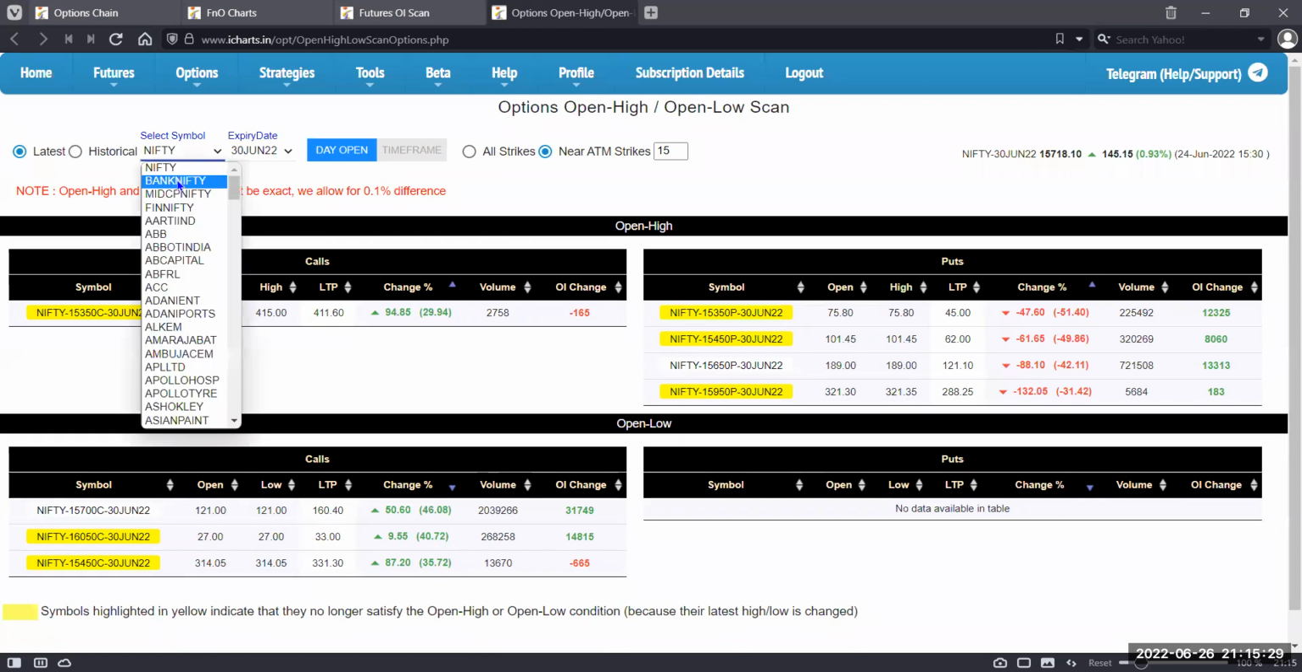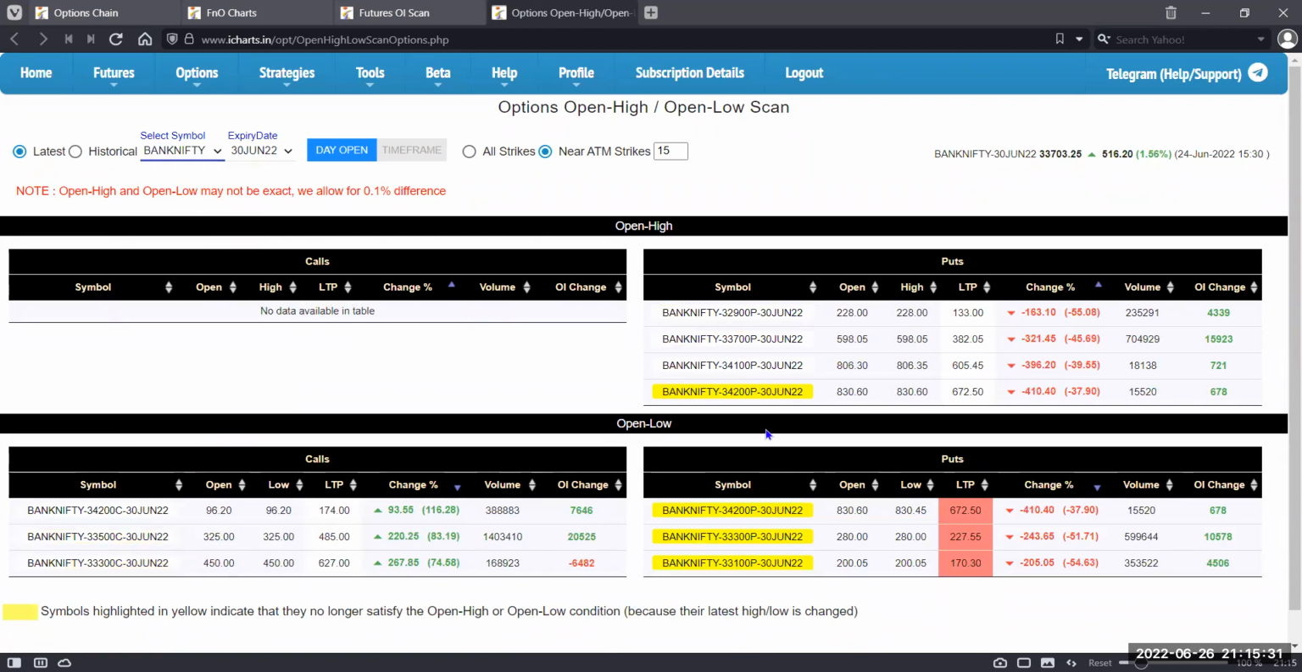What about the yellow color, sir? The same thing? Yellow colors are the same. I mean, symbols highlighted in yellow no longer satisfy the open high, open low condition. That means if you see this 830.6, this open high condition, this high has been broken and the price went above this. That is what this says.